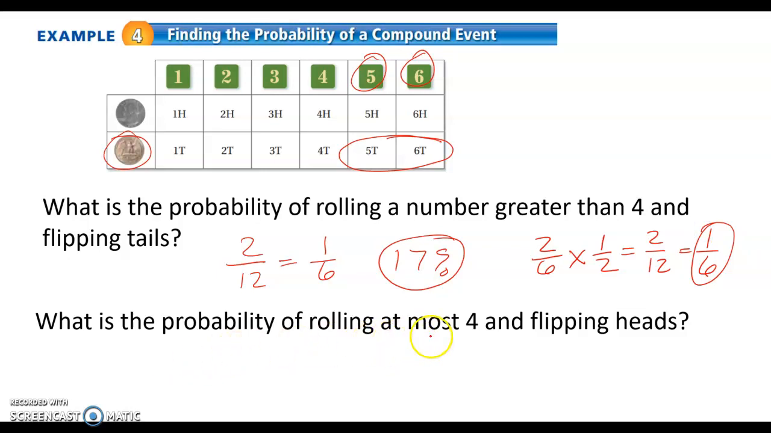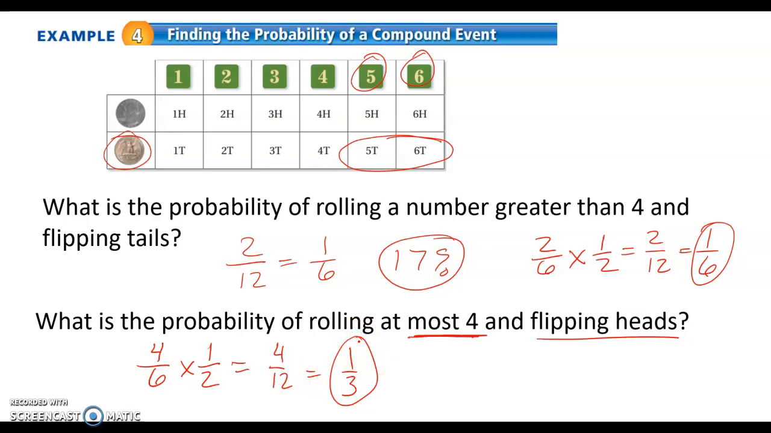So what is the probability of rolling at most 4? So at most a 4 means the biggest number would be 4, so it's going to be 1, 2, 3, and 4. So there's 4 out of 6 possibilities for that. And then flipping a heads, there's 1 heads out of 2 possibilities. So 4 over 6 times 1 half equals 4 twelfths, which would simplify to 1/3. That's about 33% if you want to do it as a percent. That's a repeating decimal.